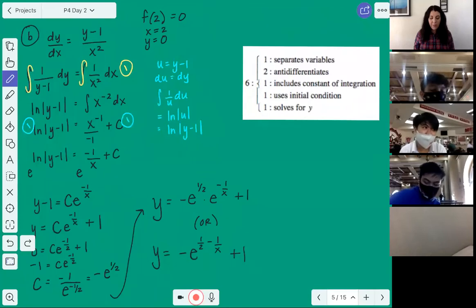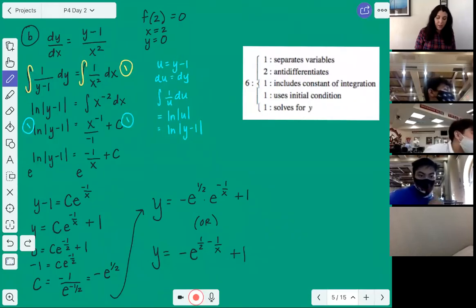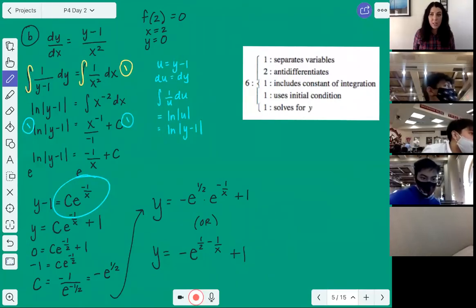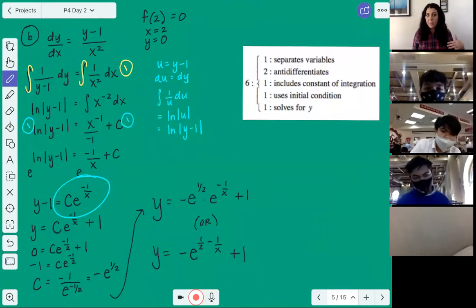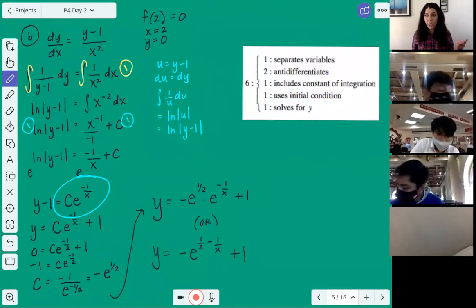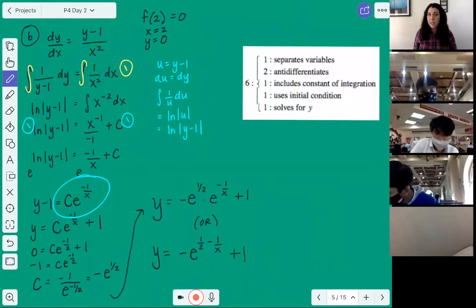Okay, all right. The very next thing we're going to do is, like I was saying, I skipped to this step. This should be c times e to the negative 1 over x. Okay, it should not be e to the negative 1 over x plus c. That's incorrect. You can go ahead and stop grading. Okay, but it should be c times e to the negative 1 over x.